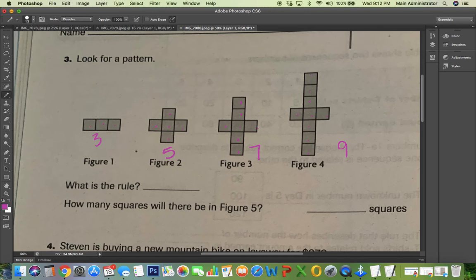Yes. What is the rule? How did I get from 3 to 5? I added 2. How did I get from 5 to 7? I added 2. How did I get from 7 to 9? I added 2. What is the rule?